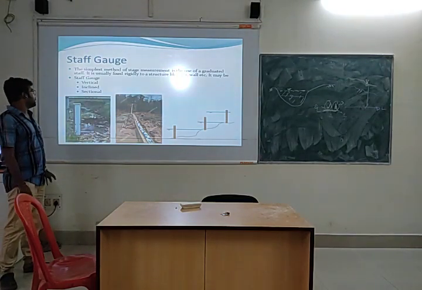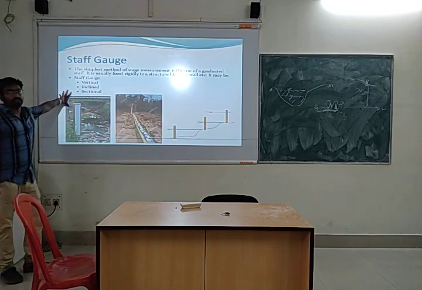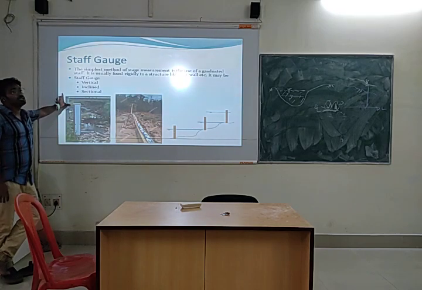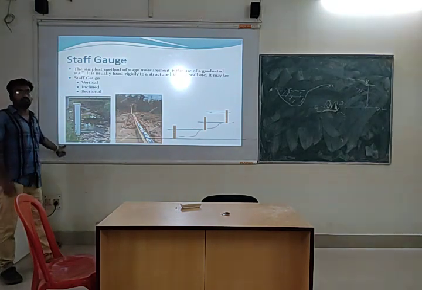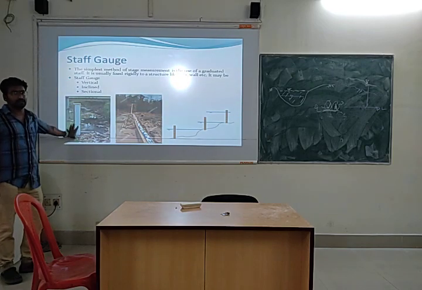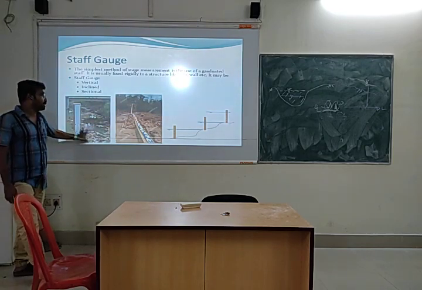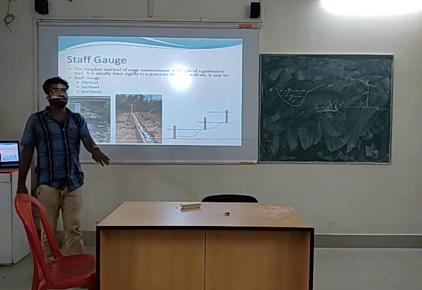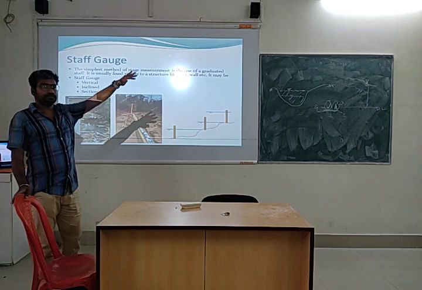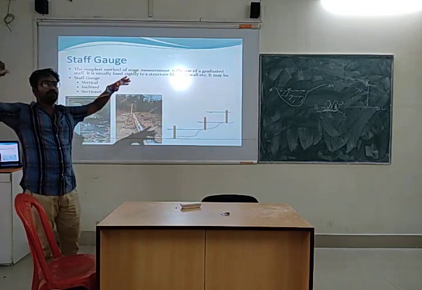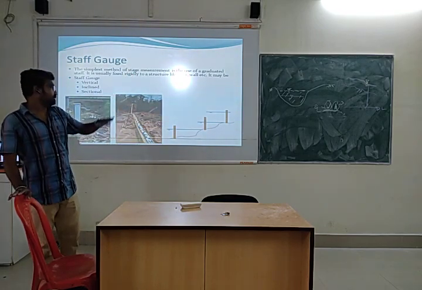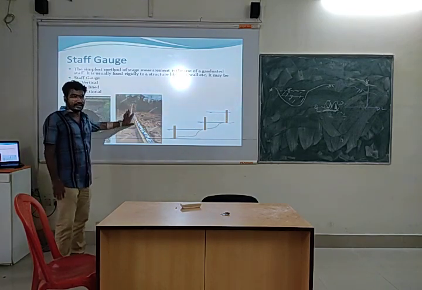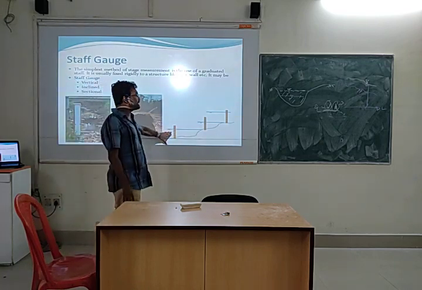Now there are three types of graduated scale that can be used: vertical, inclined, and sectional. Vertical, mainly all of you have seen this sort of thing. Inclined one is like this, which will be inclined with the bank of the river, and there will be some sort of graduation on it. That is why it is inclined, and this is sectional.